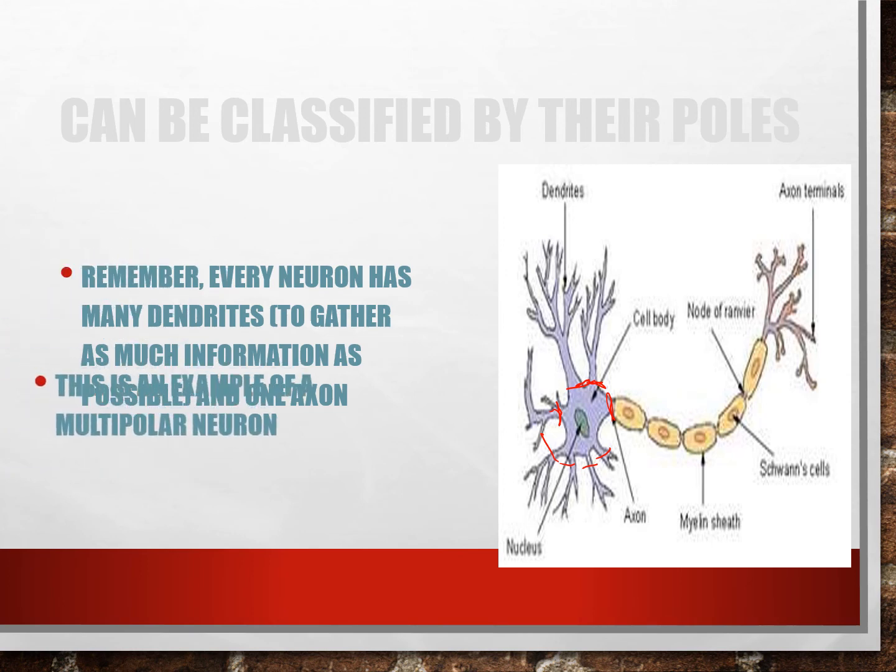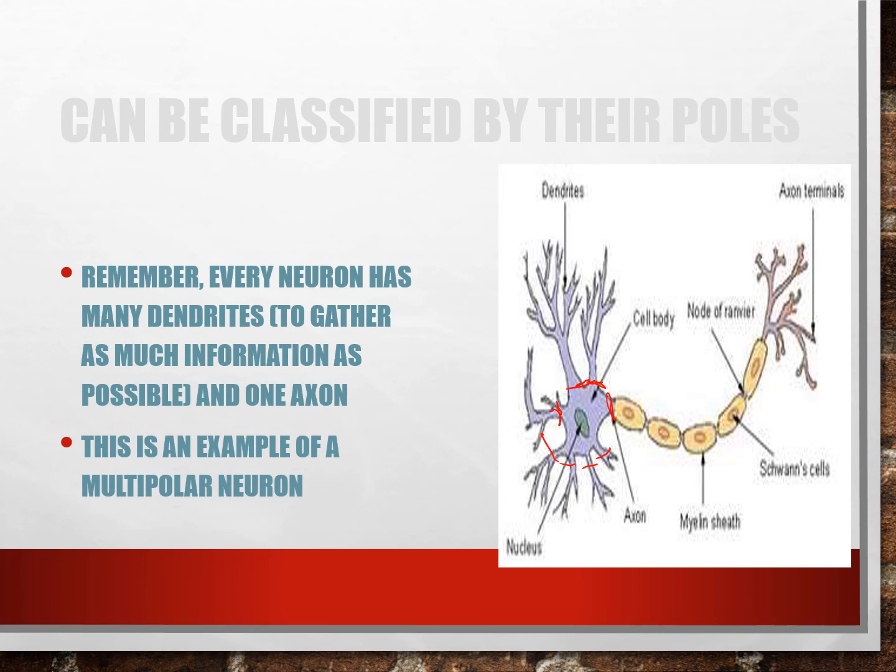So this is the most common type of neuron we have in our body. This is what we call a multipolar neuron, because this one has 1, 2, 3, 4, 5, 7 or 8 poles.